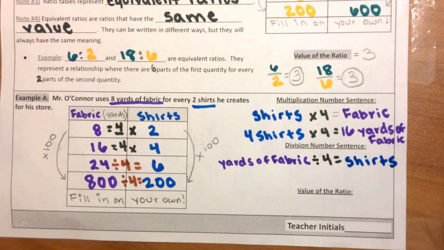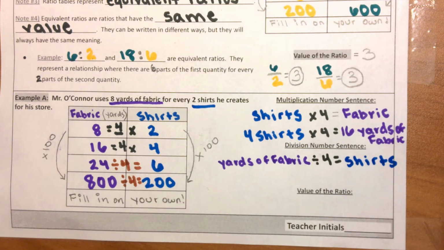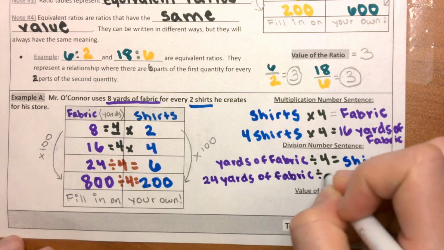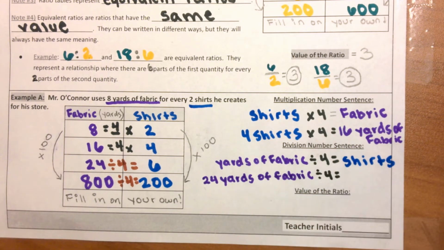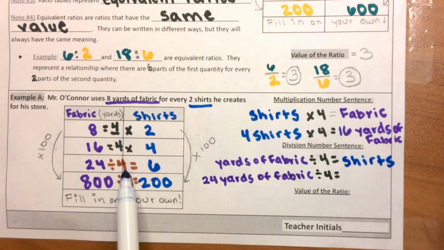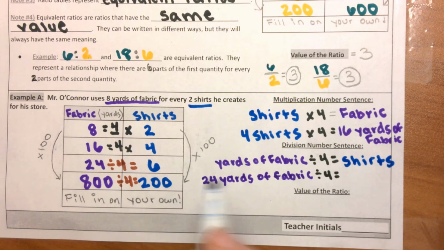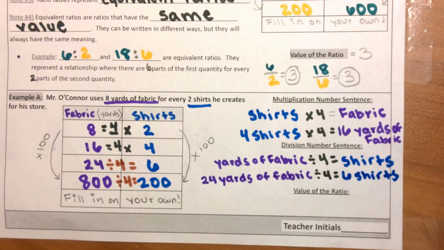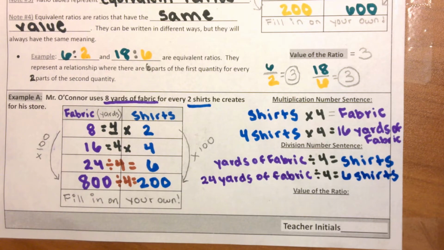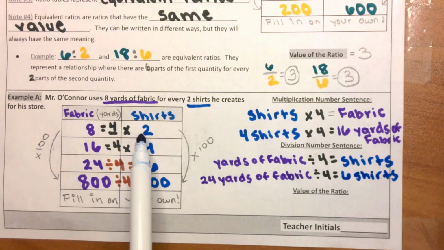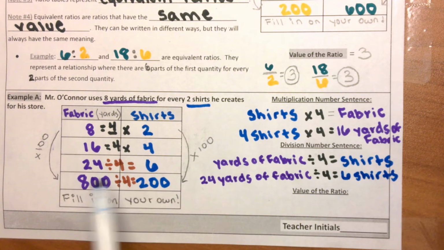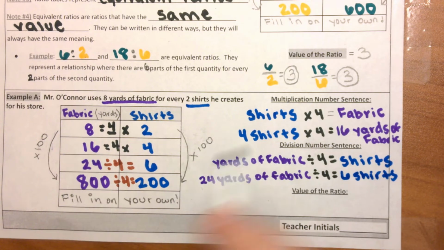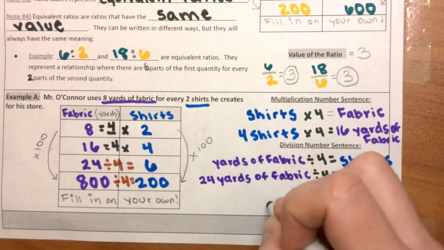So for example, 24 yards of fabric divided by 4 equals 6 shirts. So we can always divide to find our value of our ratio. 8 divided by 2 is 4. 16 divided by 4 is 4. Or you can notice the pattern. We could either multiply or divide our quantities by 4, which lets me know that is the value of our ratio.